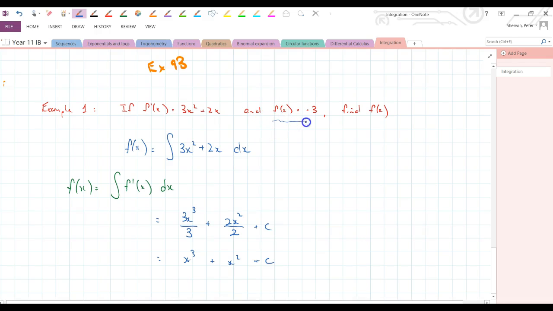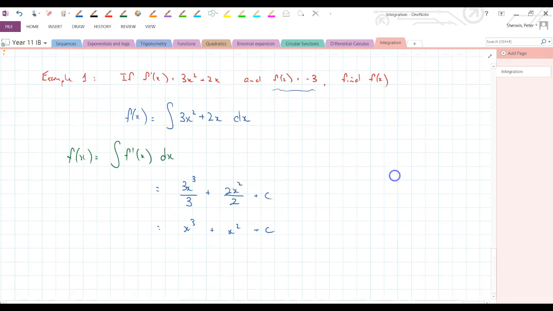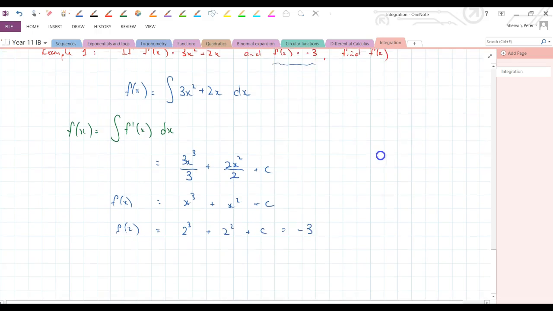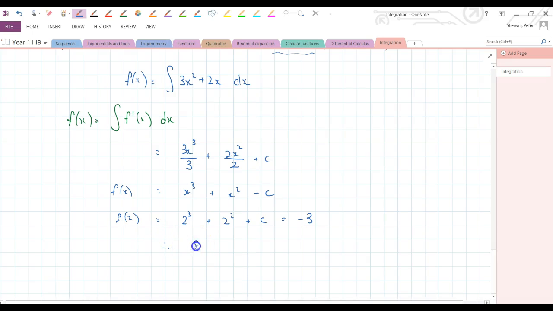Now this bit of information here is going to get c for us: f of 2 equals minus 3. What I've got here is f of x, so f of 2 is going to equal 2 cubed plus 2 squared plus c, and I'm told that equals minus 3. So now I can concentrate on solving this. 8 plus 4 plus c equals minus 3, and therefore c is equal to minus 15.